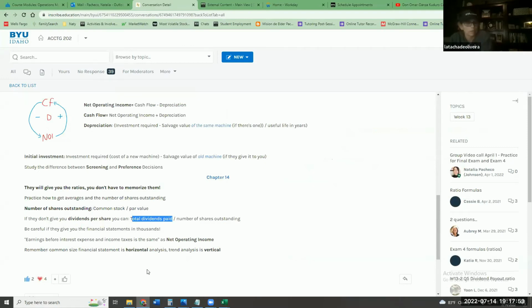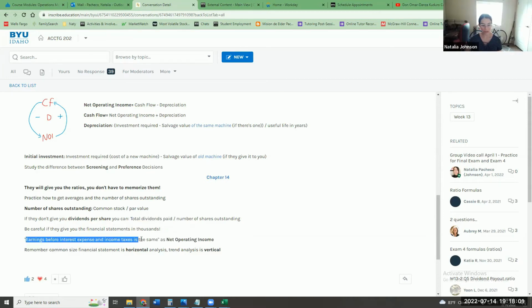That helps. That was very frustrating. Yeah, there's a ratio, I don't remember which one that is, it says earnings before interest expense and income taxes. Oh, up to here. So that is the same as net operating income. Yeah. And remember that a common size financial statement is horizontal.